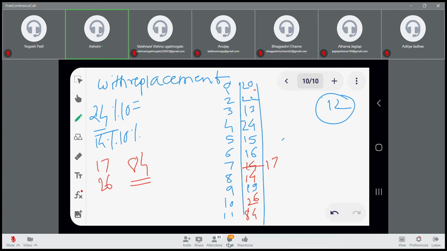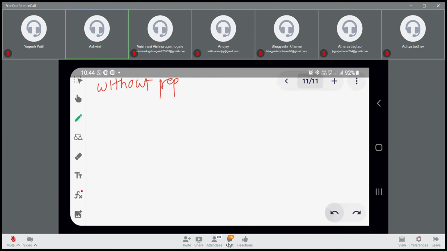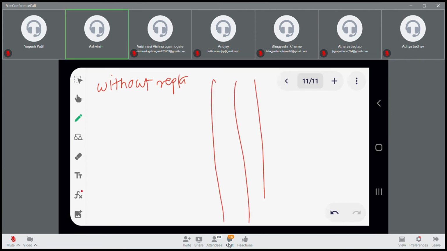Yes, at index 1. So this table is for with replacement. Now let's see without replacement. Linear probing without replacement. Okay, I will draw the table directly. Okay, tell me the numbers now again.